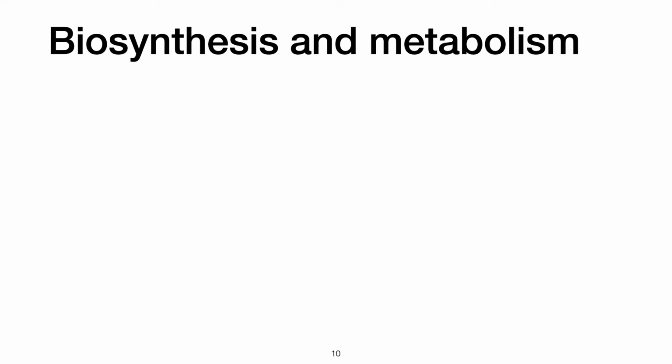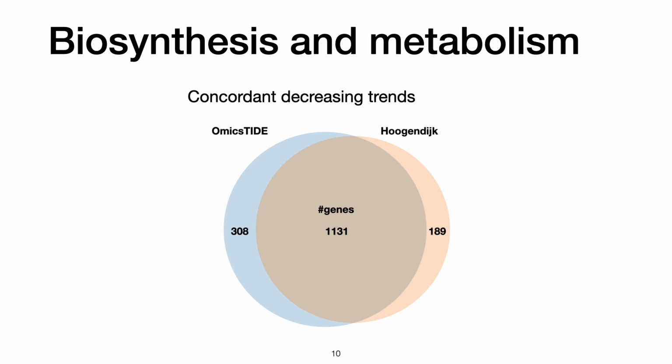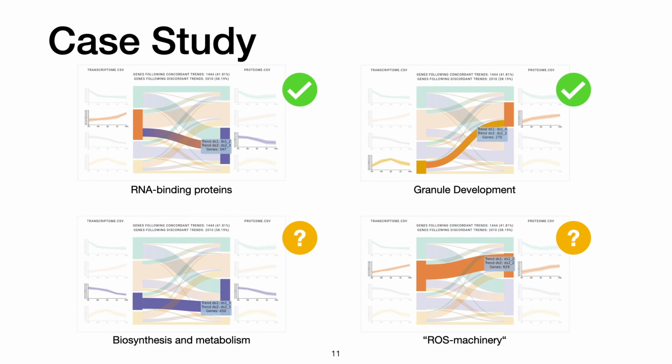When we compare the sets of genes in concordant decreasing trends, we can find that there's a very high overlap between the results of OmicsTIDE and the study, and only very few genes are not in the intersection. We thereby can confirm biosynthesis and metabolism as well. However, the module ROS machinery could not be confirmed. There might be several reasons for this. For example, that the trends might be dominated by other genes, and we need to explore this further.